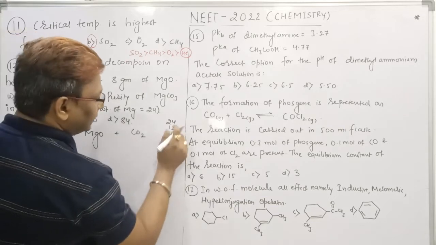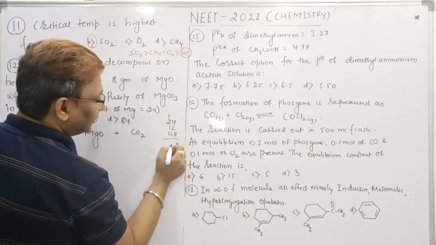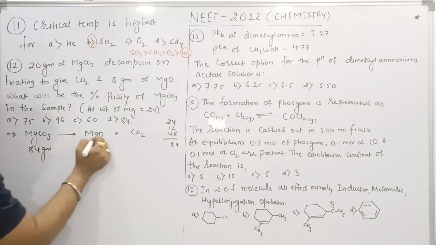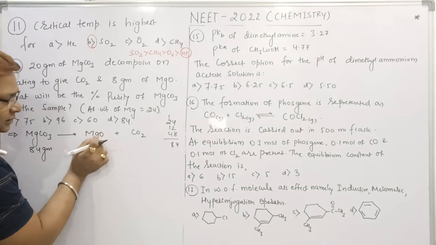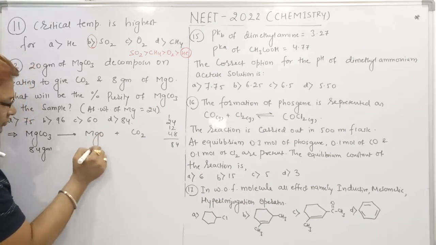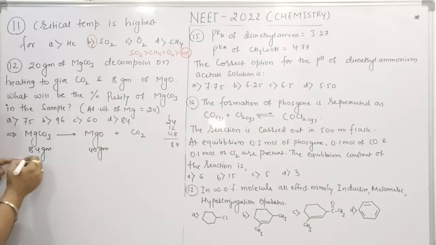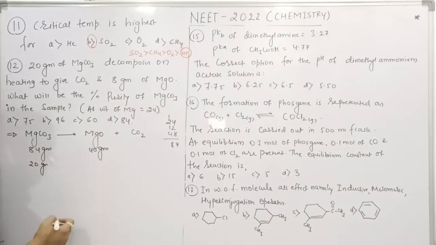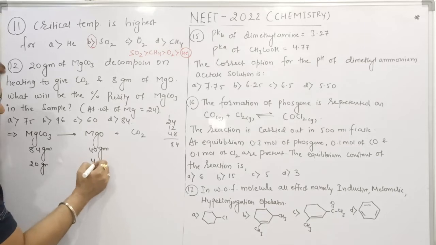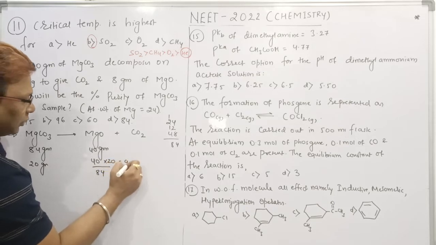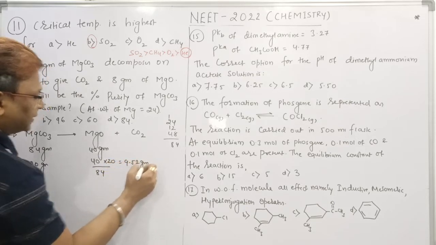Now here, 84 gram of magnesium carbonate gives rise to 24 plus 16, that is 40 gram of magnesium oxide. But as they are saying here, 20 gram of magnesium carbonate gives rise to how many gram of magnesium oxide? We can do the cross multiplication: 40 into 20 by 84. If you solve it, I will get 9.52 gram of magnesium oxide.